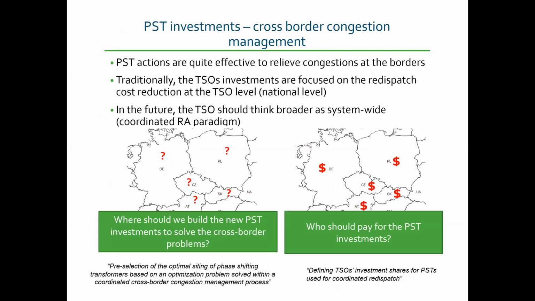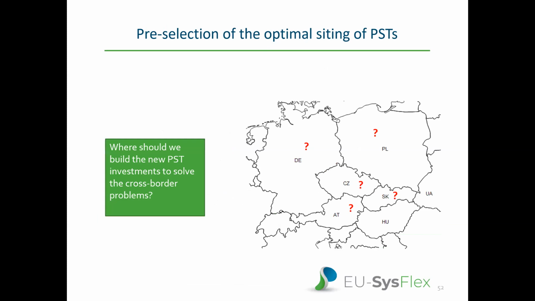Inside the cross-border congestion management topic, our scope is focused on the phase shifter investments to release the cross-border congestions. Why phase shifters? Because they are one of the most attractive remedial actions for the operator due to their effectiveness to relieve cross-border congestions. The TSOs should adapt their investment decision process to the new coordinated framework. Therefore, in our research, we have addressed two related questions for that. The first one, where should we build the phase shifters, considering that the best location might be placed outside the TSO area? And the second question, who should pay for those phase shifter investments? In the following slides, my colleagues will answer those questions.